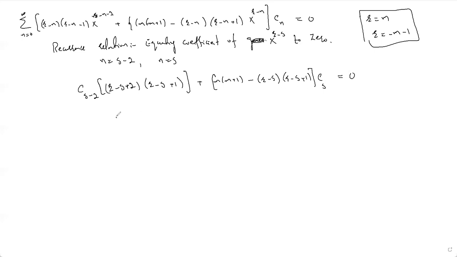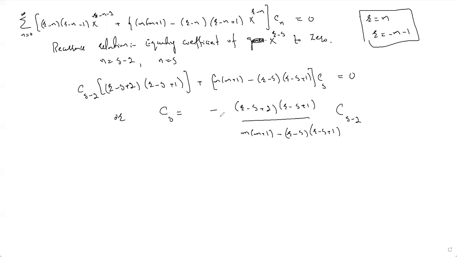Or you can say that cs will be equal to minus (r minus s plus 2)(r minus s plus 1) divided by m(m plus 1) minus (r minus s)(r minus s plus 1), times c(s minus 2). I am taking this term to the other side. Okay, so this is the recurrence relation.